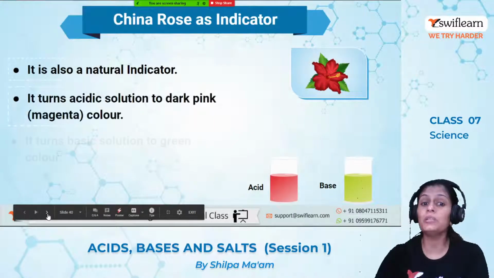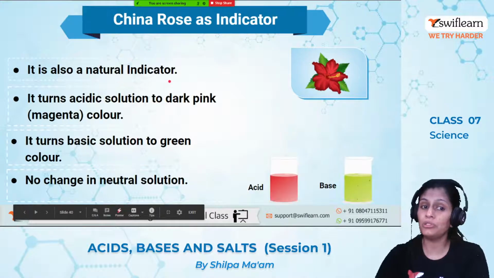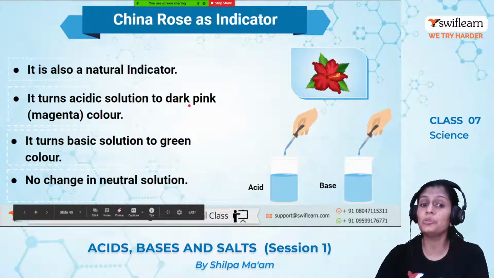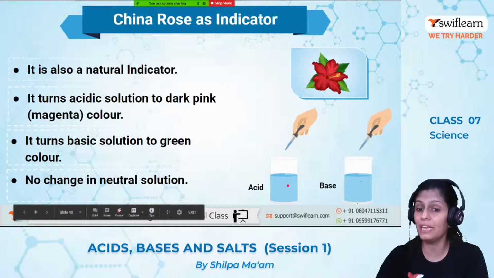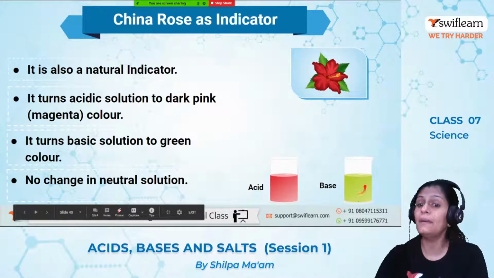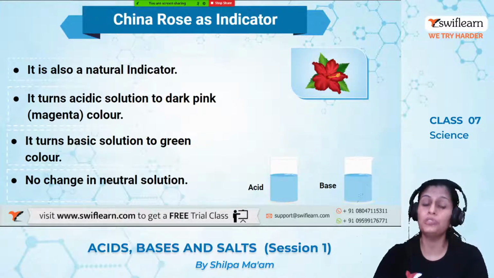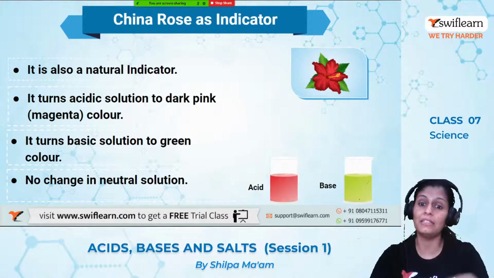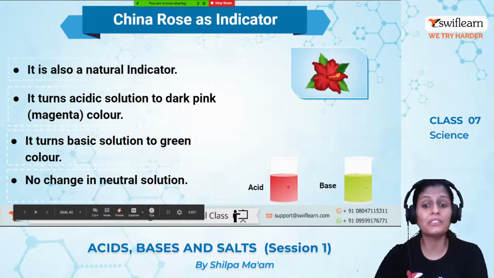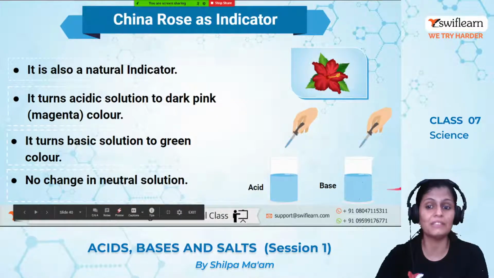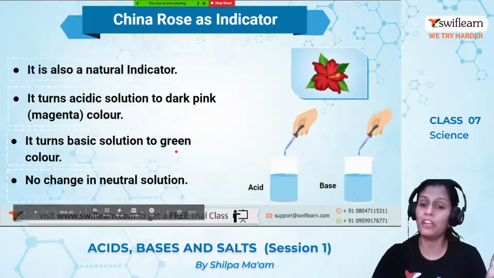Now, China rose as an indicator. This is the third indicator. It is also a natural indicator. It turns acidic solution to dark pink and it turns basic solution to green in color. You can just observe in the diagram. This is acid in the first beaker, base in another beaker. You take the petals of this China rose, make a solution out of it, put it in water and just mix it until the color of the water turns pink, and just add it to the acid solution. The color is going to change to pink in case of acids, and in case of bases it is going to change into green color. But there is no effect on the neutral solution.